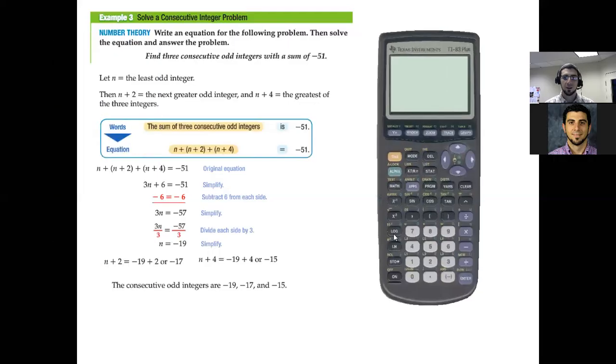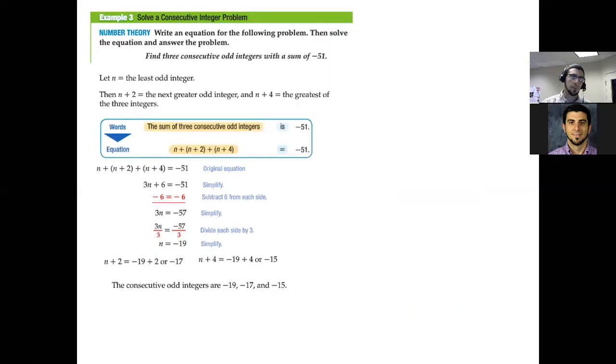Now if I bring over my calculator just to show you that negative 19 plus negative 17 plus negative 15 does give you negative 51. So we found 3 consecutive odd integers with a sum of negative 51.